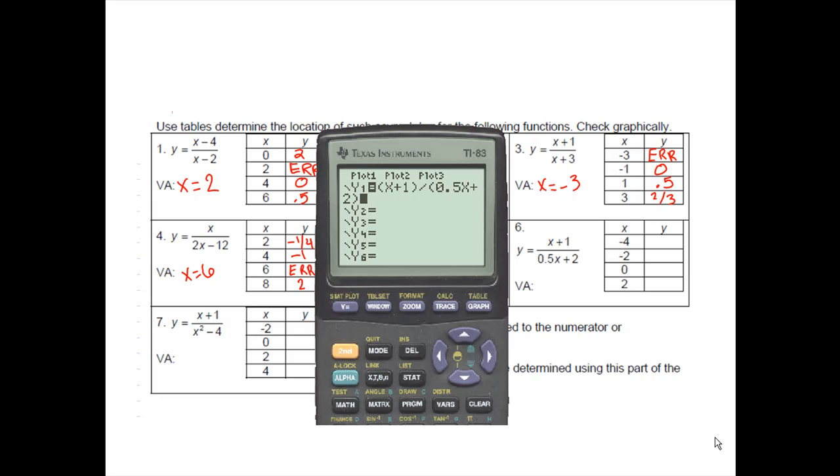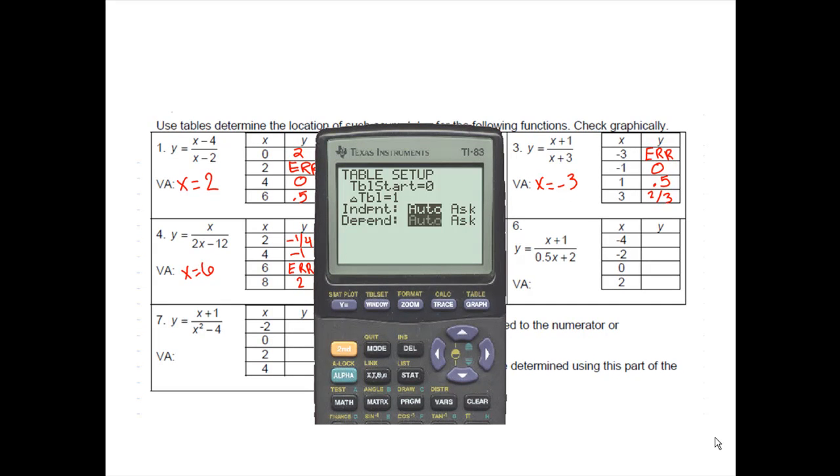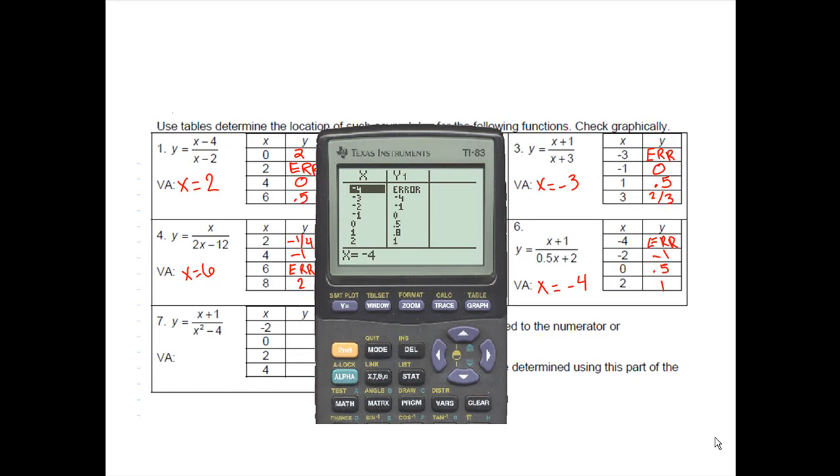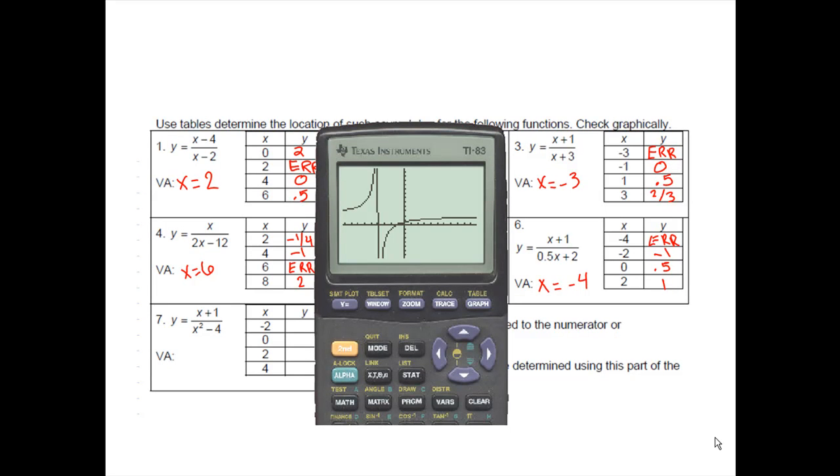Next one. X plus 1 divided by 0.5x plus 2. Now let's remember to change this. So we go to second window, which takes us to the table setup. And we're going to change the table start to 0 and the table by 1. So now the units will go back to whole numbers. Second graph takes us to the table, and we find out that X equals negative 4. Now this is what the graph looks like. So there it is, X equals negative 4.